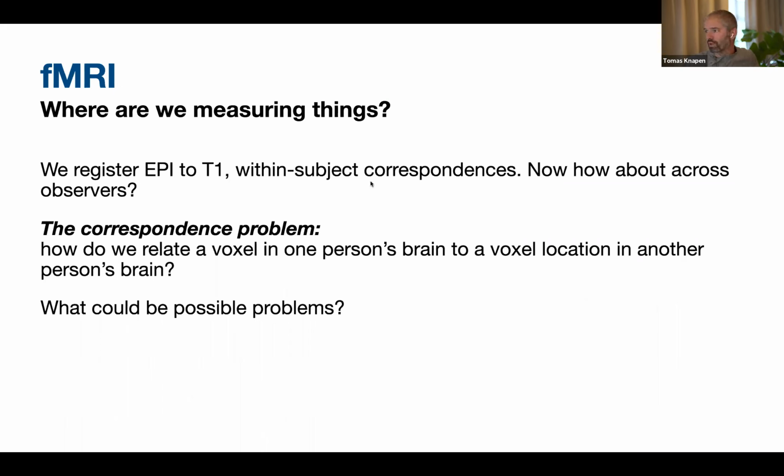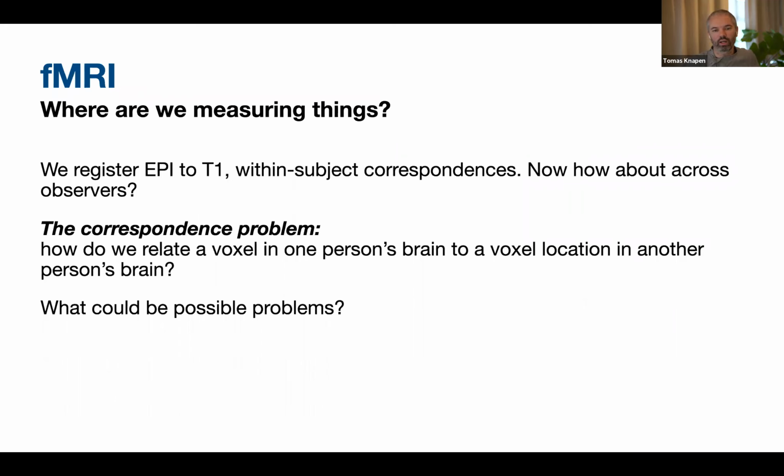But the problem becomes when you want to do a correspondence across subjects. Then we start to have an enormous problem. How do we know that the voxel that I'm measuring in my head goes with the voxel that we're measuring in your head? And you can think of a bunch of problems that we run into here.